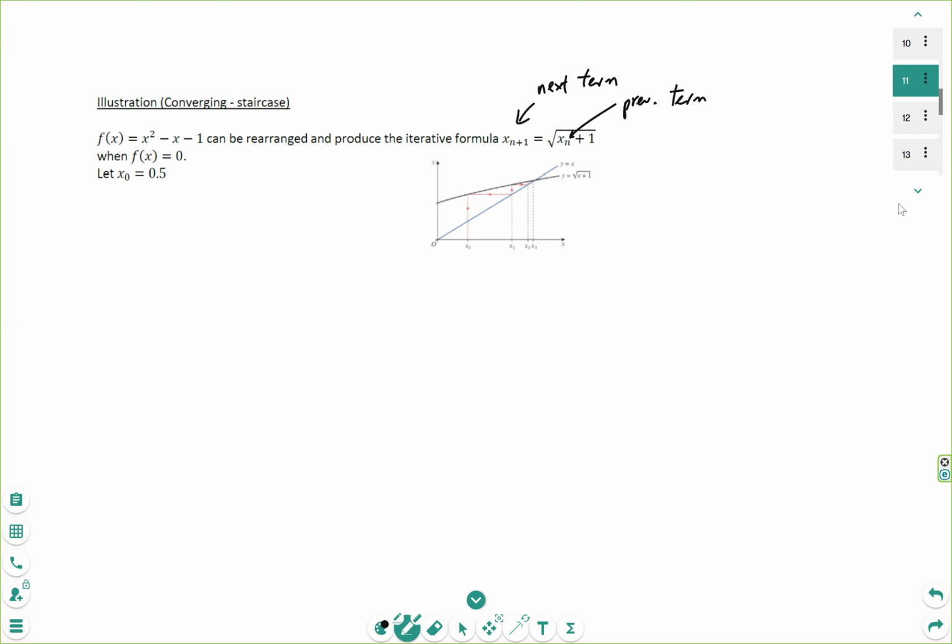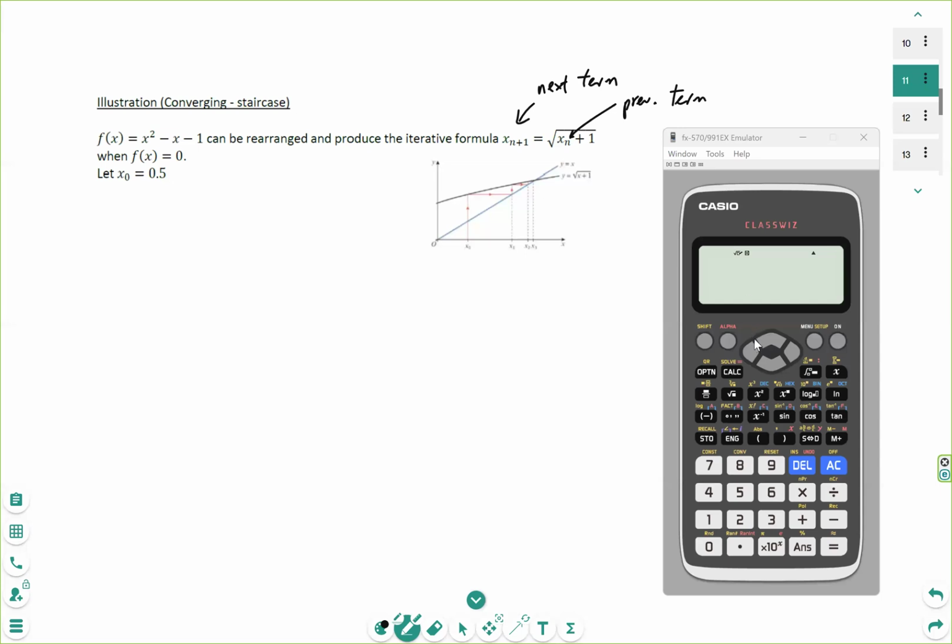Get your calculator ready because I'm going to teach you how we can use the calculator to generate numbers quicker rather than putting them in one by one. First, we put 0.5 in the calculator and press equal. We're trying to store this value into the answer button. Now to find the next term, we put the square root, and instead of using x n, we use the answer button plus 1. If we press equal now, the answer is 0.5, that's x0.